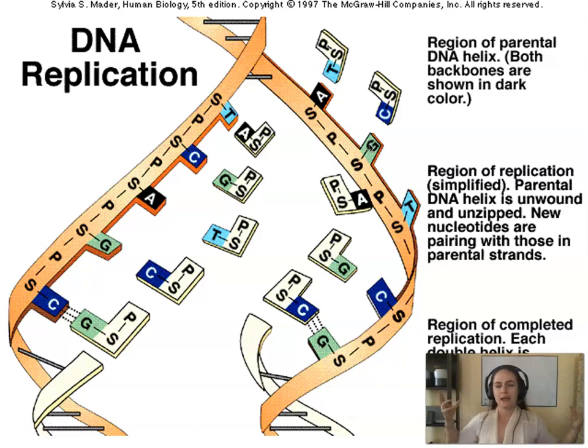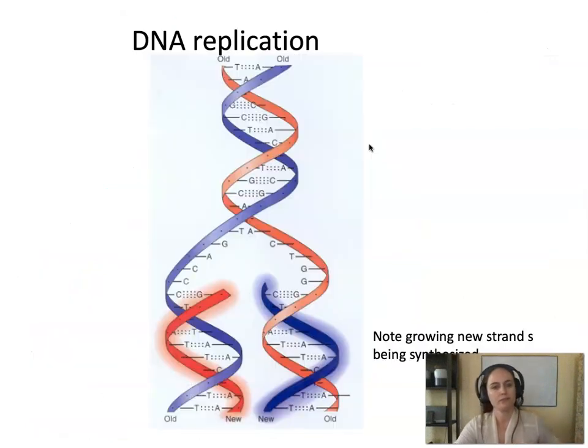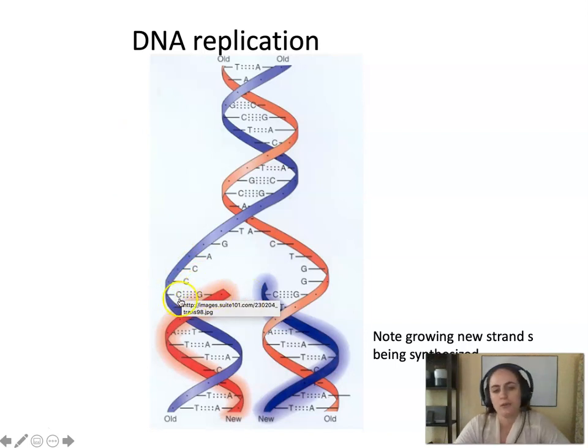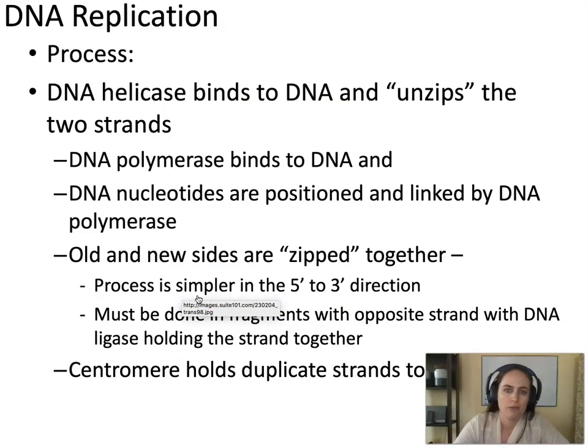So once again, we have our DNA double helix. We unwind a segment of it. We break the hydrogen bonds. And then DNA polymerase comes along and adds on the corresponding nitrogenous group for the nucleotide. We're always going to get that base pair that matches up. So once again, if we have a C over here, we have a G over here. And we're going to synthesize from 5' to 3'.